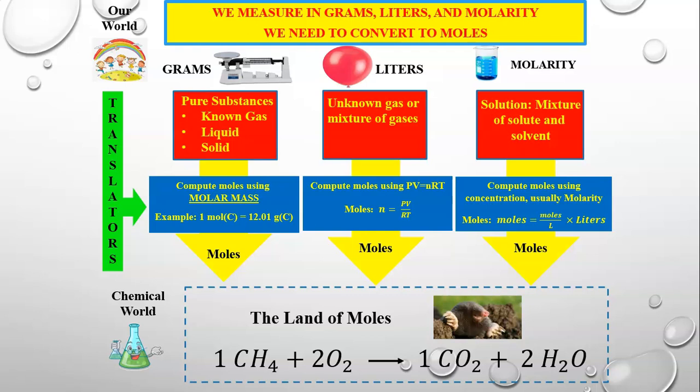We need to convert to moles. If you have a pure substance, such as a known pure gas, say helium or neon, or a liquid such as pure water, or a solid such as gold, carbon, or some solid compound, if you know what it is and it's pure, then you can calculate the molar mass of that substance. And that will allow us to convert from grams to moles. So the molar mass is our translator.